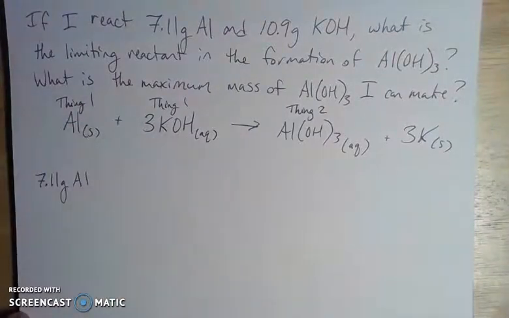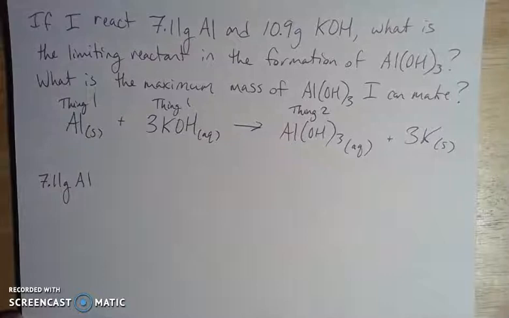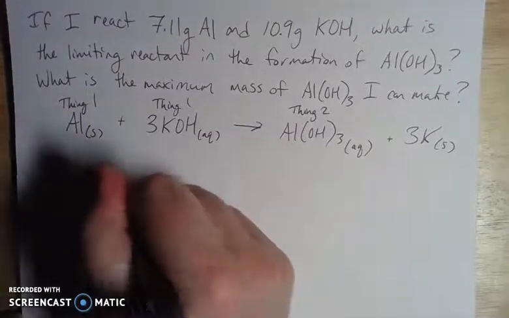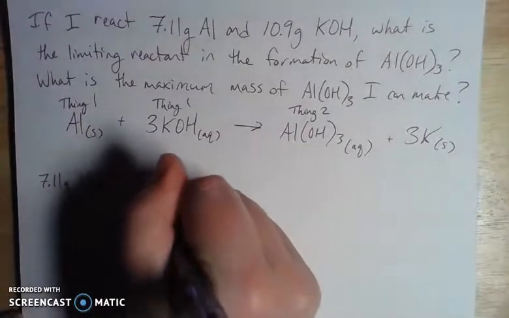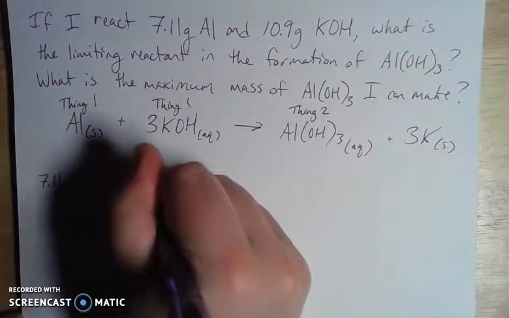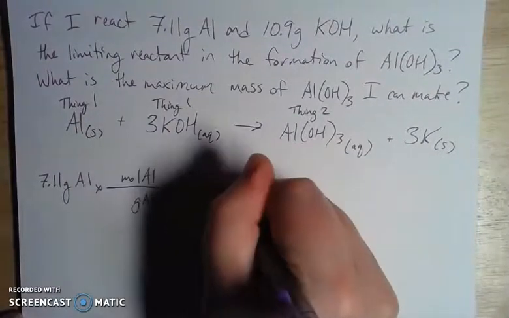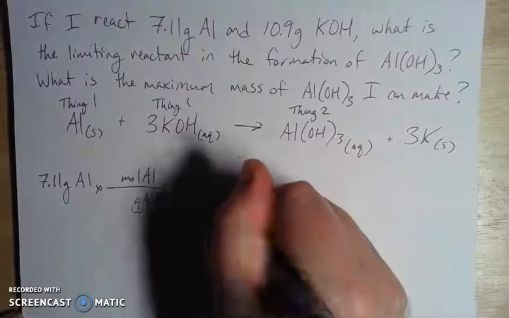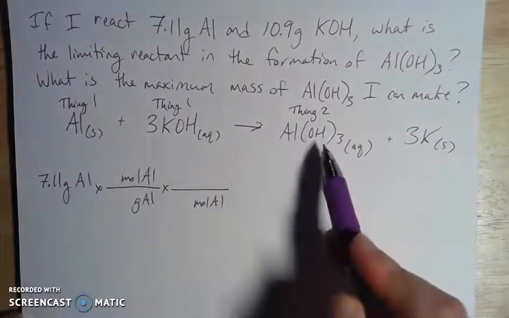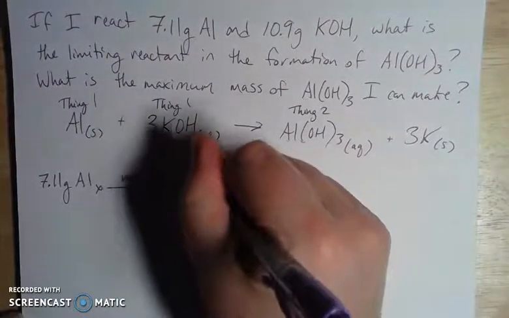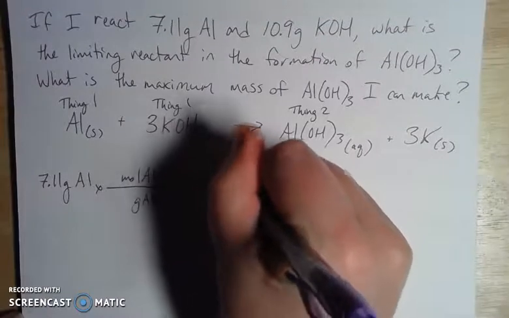And we know that stoichiometry is going from thing one to thing two, and we're going grams to moles. So we're going to go grams of aluminum to moles of aluminum, moles to moles. So I'm going from moles of aluminum, that's my thing one, to moles of aluminum hydroxide, because that's my thing two.